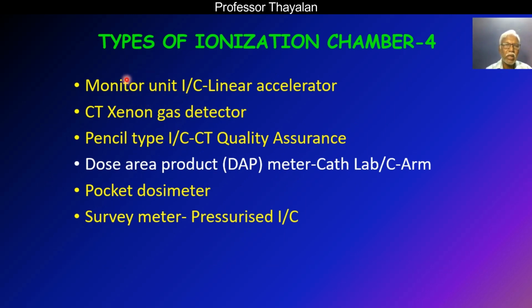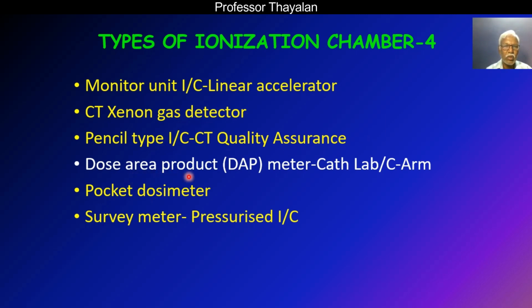The next one is monitor unit ion chambers. This is used in linear accelerators. And then CT xenon gas detectors. See, olden days CT detectors are made with xenon gas detectors. Nowadays they are replaced with solid state detectors. Then pencil type ion chambers are used in CT scan for quality assurance. They are used with the phantom for CT dose index measurements.